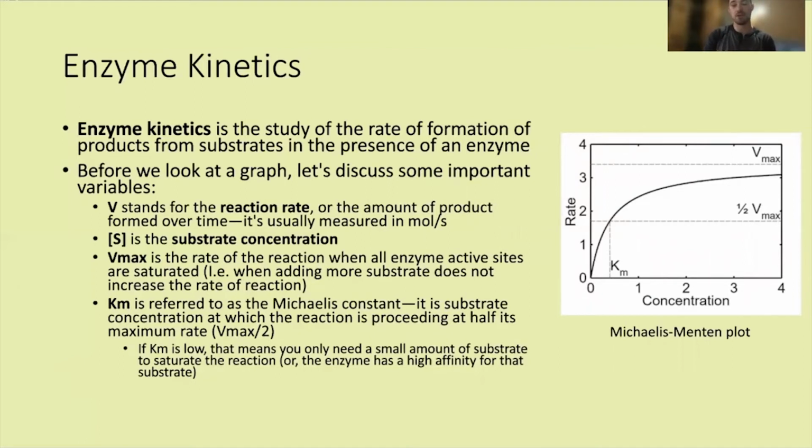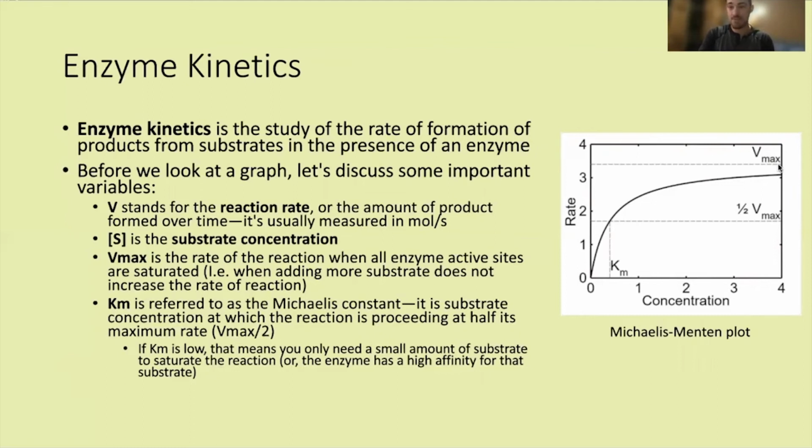Km is also an important variable, and it's referred to as the Michaelis constant. It is the substrate concentration at which the reaction is proceeding at half of its maximum rate. So Vmax is a rate, Km is a concentration, and they're related. We can use the x and y axis to relate that.